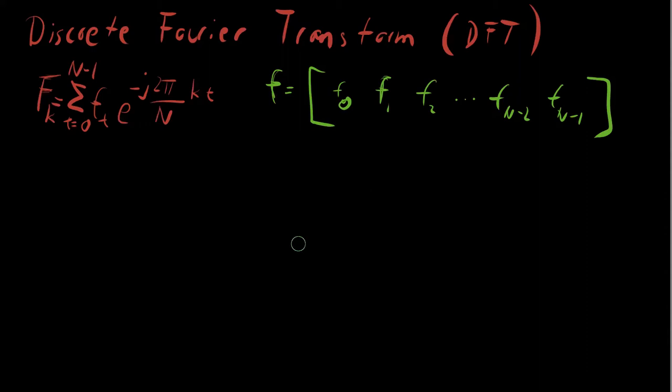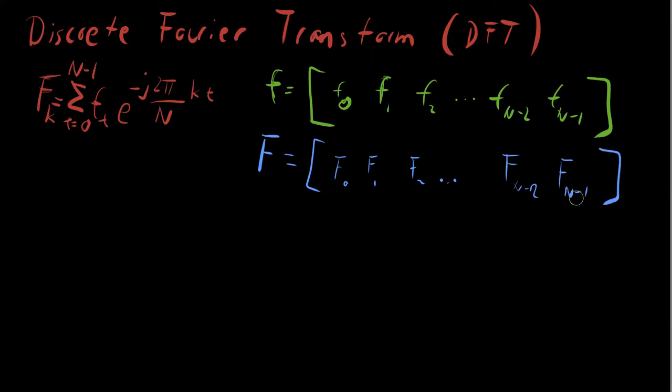And when we're done with all of this, we're going to get a new vector, f, that's been transformed, where this is now f of 0 and f of 1 and f of 2, dot, dot, dot, and f of n minus 2 and f of n minus 1. And these are going to be vector points that represent different frequency bins of interest. And they will span from DC all the way out to the Nyquist frequency.